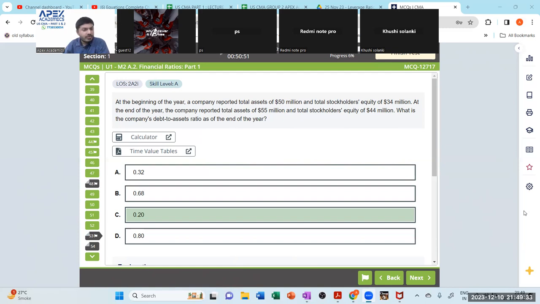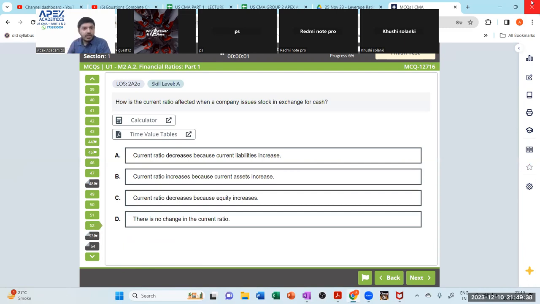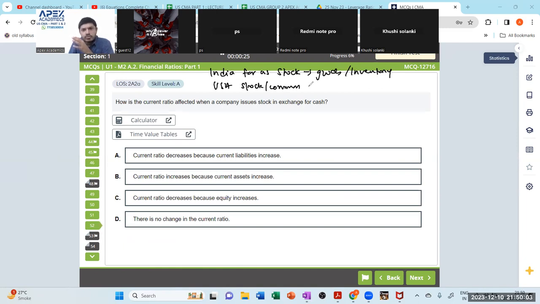I don't remember which question this was. 53. Let's go to 52. What is 52? How is the current ratio affected when a company issues stock? Now, understand one thing. In India, for us, stock means goods or inventory. In America, stock or common stock means equity share capital. First of all, understand this terminology difference.